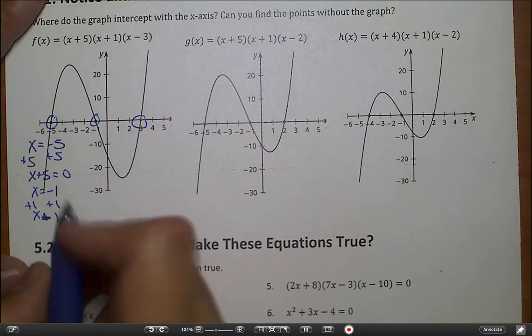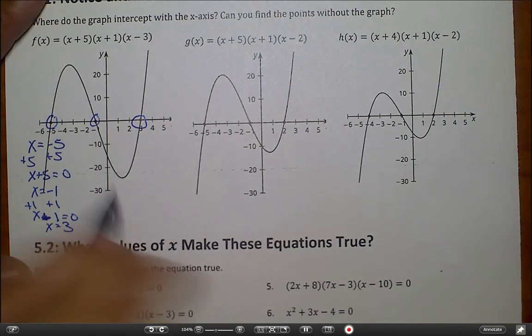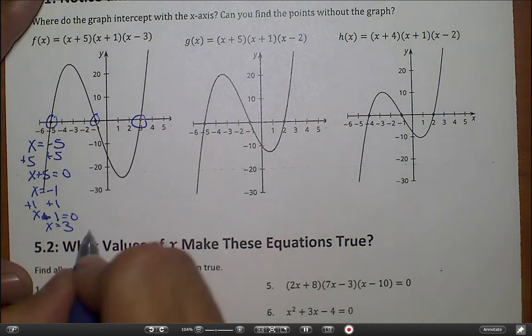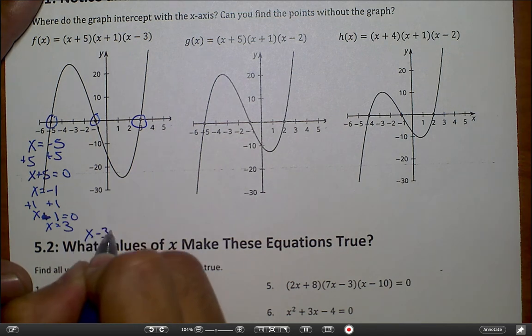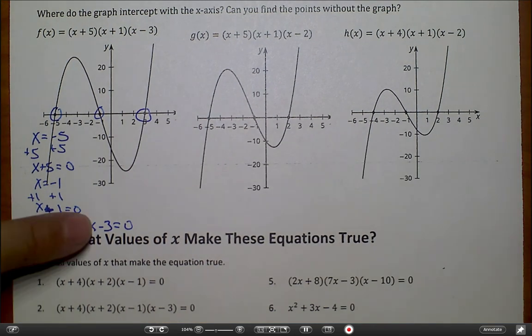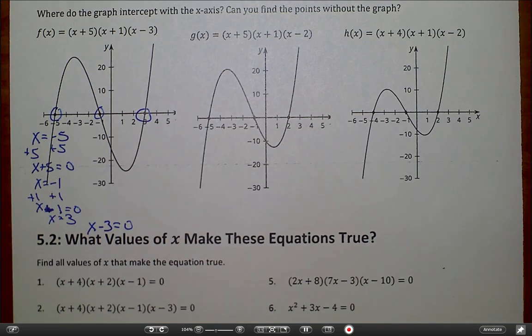And my last one over here, x equals 3, right? So if I were to make it equal to 0, that would be x what? Equals 0, right? So what these are actually called, the factors of this. These are the factors. So when I refer to them, I'm going to refer to them as the factors. Where is it going to factor out? Because we're going to use something called the zero product rule.